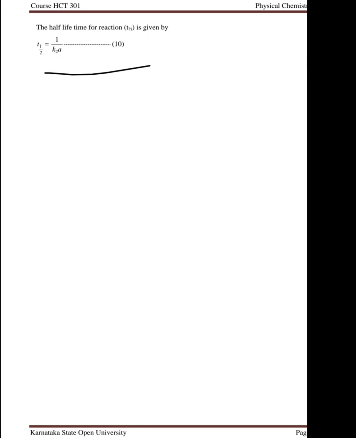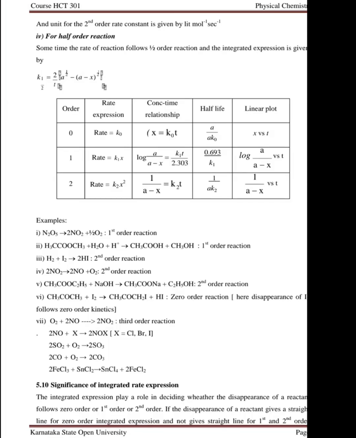And further, in the next, the half order reaction. For example, in this example we are taking N2O5, dinitrogen pentoxide, which is converted into nitrogen dioxide plus oxygen. So we cannot write O2 as one; see here where we are writing half of oxygen.